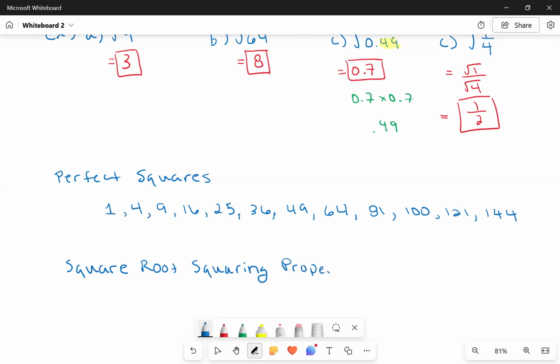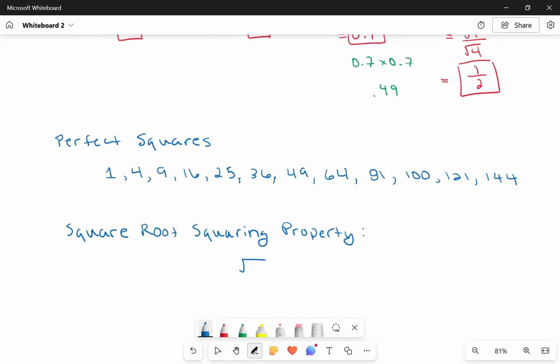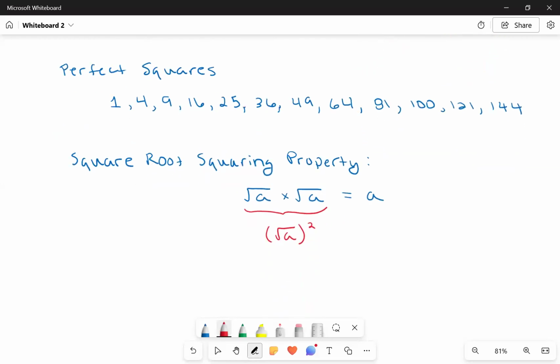And that's the idea that if you take the square root of a number and times it by itself, that ends up canceling the square root out. And the reason is, another way of thinking of this number here is the square root of a squared. And if you square the square root, it's going to be the number itself. Okay. So they call that the square root squaring property.